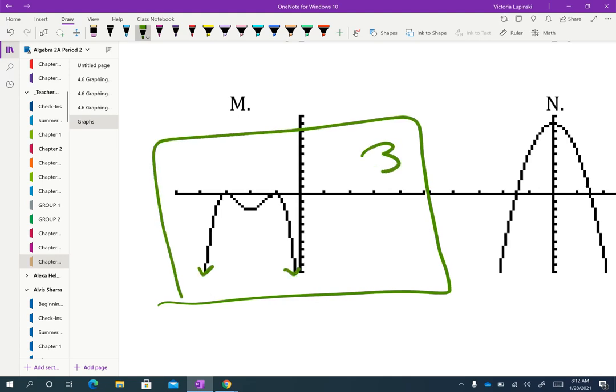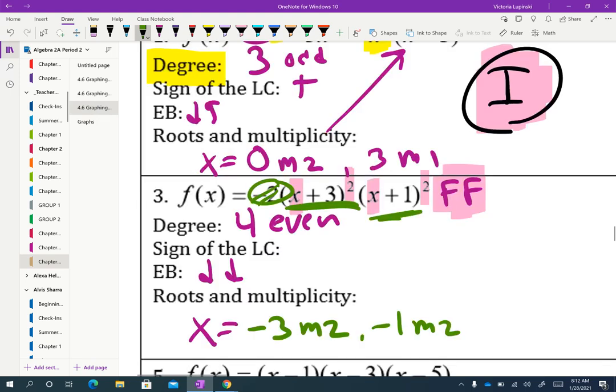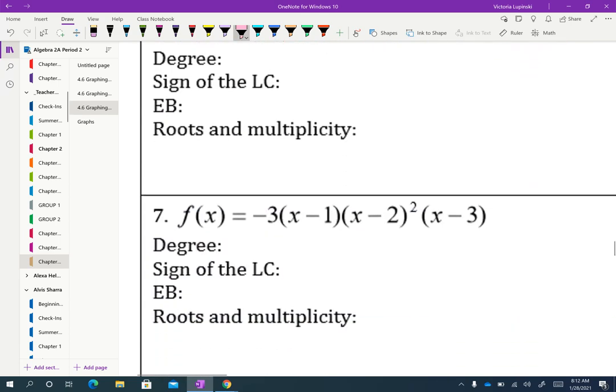Here's the end behavior, down, down, at -1 and -3. You have a bounce and a bounce, which means that has to be a multiplicity of 2. So going back, this is matching with M. And again, once you use it, you cannot use it anymore. That might be enough for you to solve the problems, but let's do 2 more just to be sure.